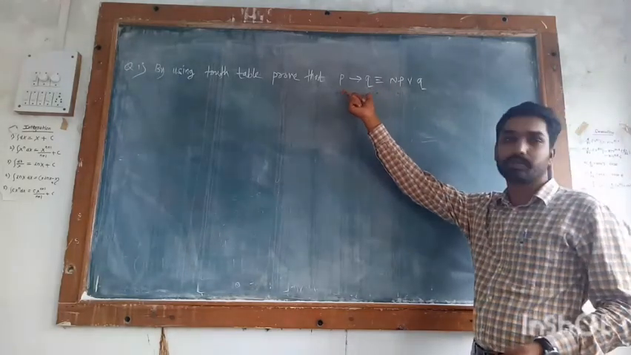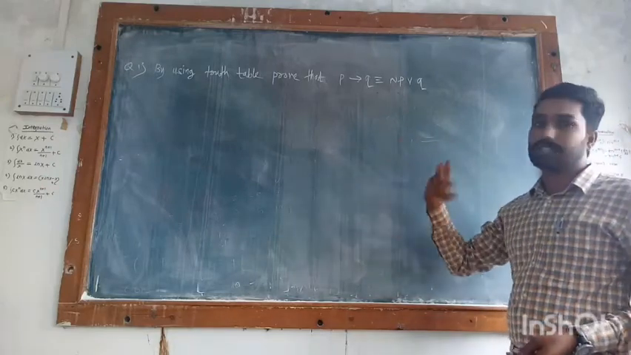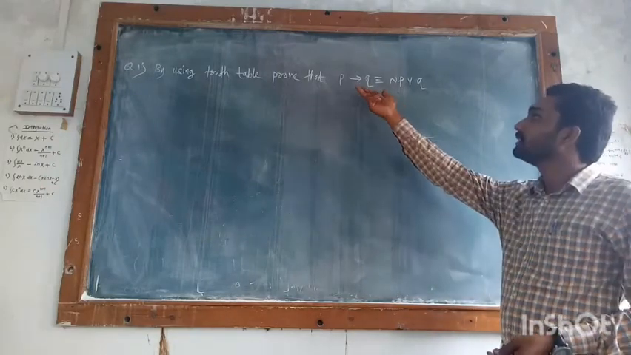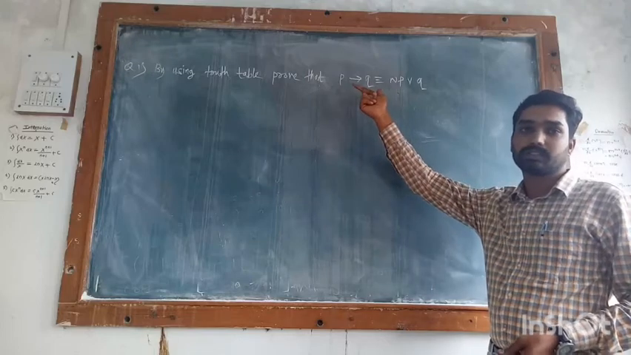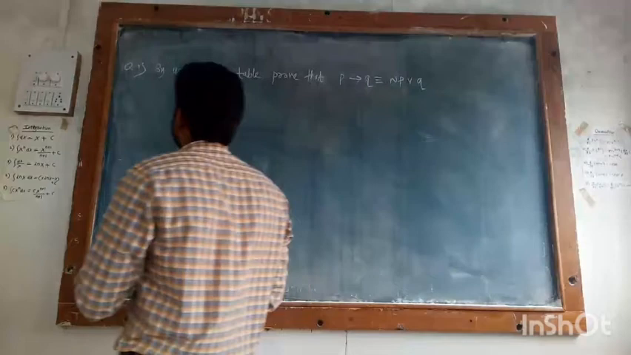So how many statements or propositions have we been given? We have been given two propositions. So in that truth table, how many rows? That is 2 raised to 2, because we have been given two propositions, so 4 rows. Okay, so let us start the solution.